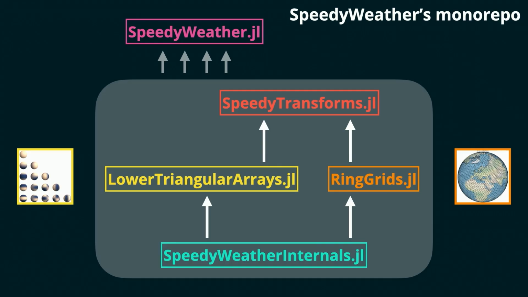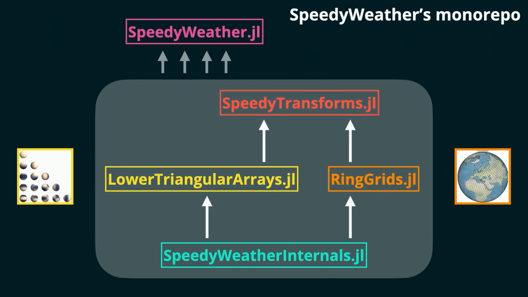So Lower Triangular Arrays is basically an n-dimensional version for representing the spherical harmonics that we use to represent the spectral space of our model, as well as Ring Grids, the package that we use for representing data on the sphere, which I guess is also relevant for a lot of people here in the room.